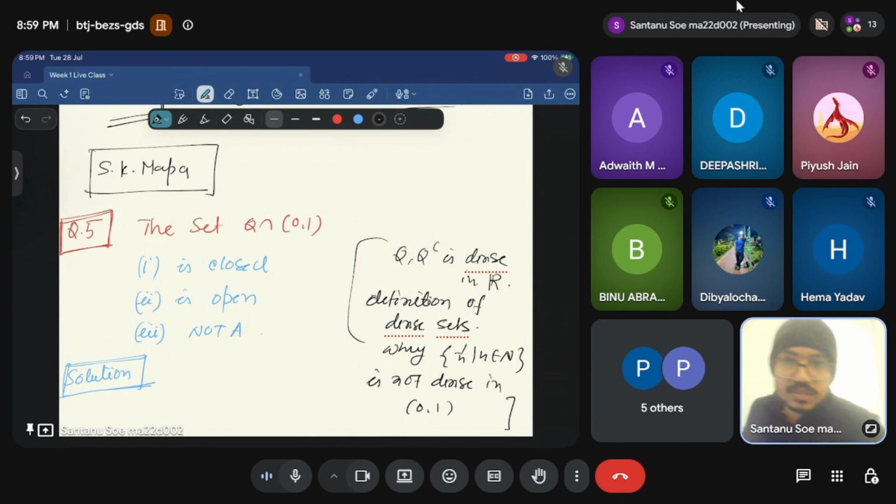So let's come to the question. The set is given like this: you take all the rational numbers in the open interval (0,1). And we all know that the set of rationals is countable, remember that also.